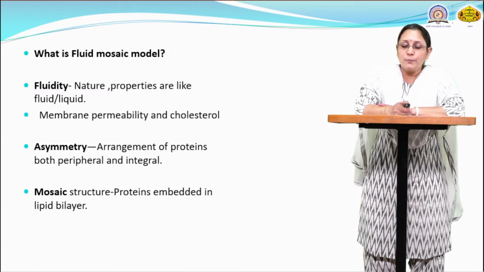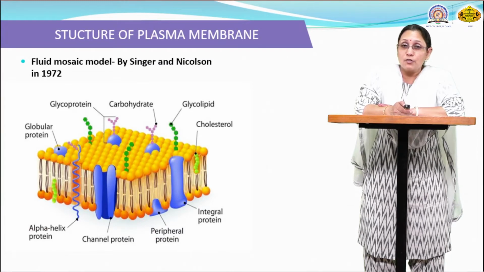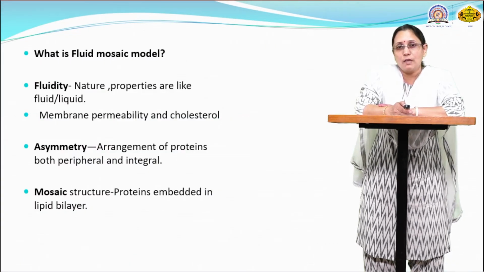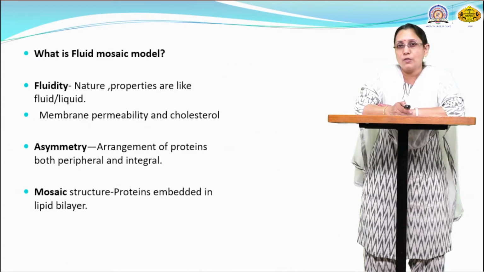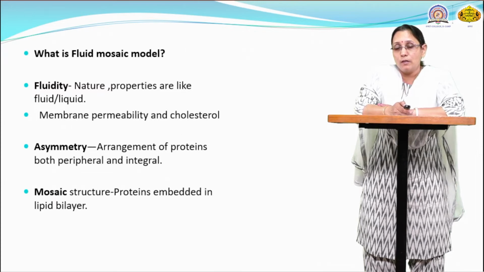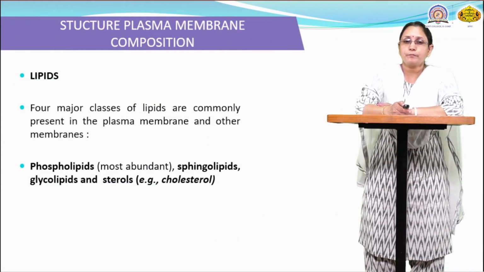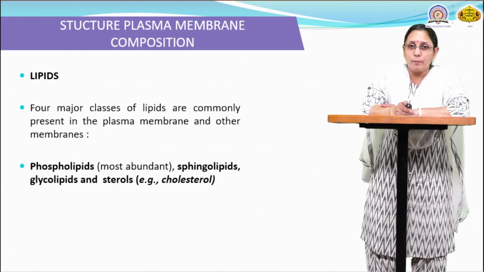The next is the mosaic structure. If you observe carefully, the proteins which are embedded are just like mosaic tiles. That's why we call the structure a mosaic model. So this is all about the properties associated with this particular label, that is, the fluid mosaic model. Then we turn towards the composition associated with the structure of the plasma membrane.